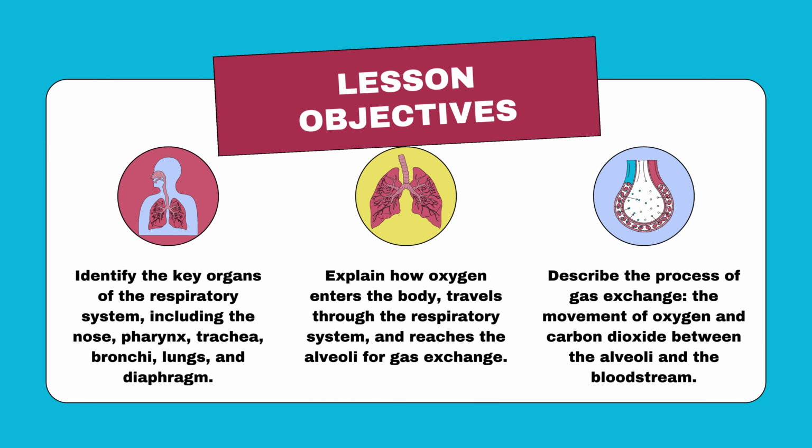Lesson objectives. Identify the key organs of the respiratory system, including the nose, pharynx, trachea, bronchi, lungs, and diaphragm. Explain how oxygen enters the body, travels through the respiratory system, and reaches the alveoli for gas exchange. Describe the process of gas exchange, the movement of oxygen and carbon dioxide between the alveoli and the bloodstream.